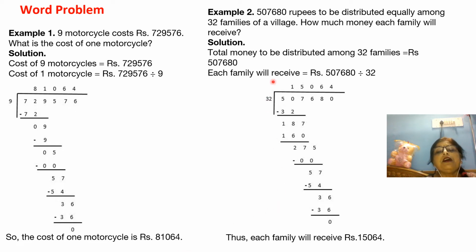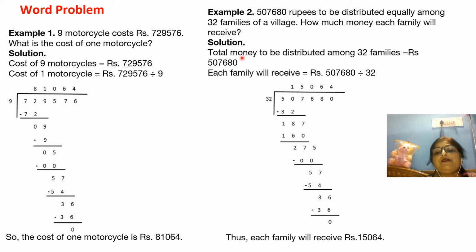Next question: 5,07,680 rupees are to be distributed equally among 32 families of a village. How much money will each family receive? So the question here is, 5,07,680 rupees is distributed among 32 families, and how much money will be received by one family?